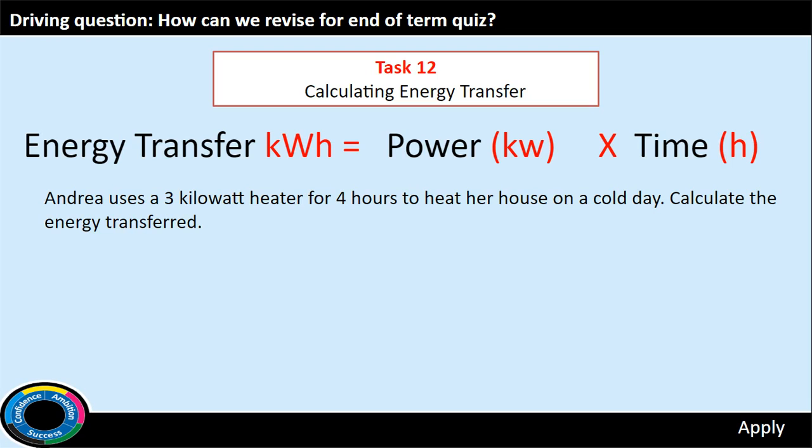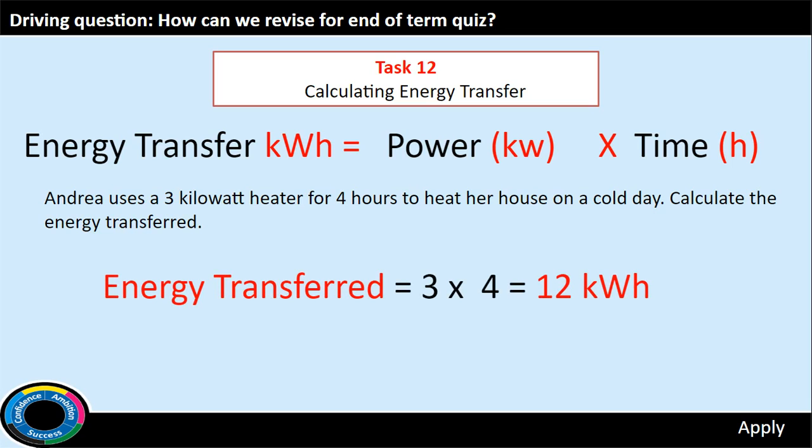Right, welcome back. So the energy transferred will be 3, which is the kilowatts, which is the power, times the time, which is 4 hours. So the energy transfer would be 12 kilowatt hours. As you can see, energy transfer can be in kilowatt hours, or it can also be in joules. So it depends on which equation is given to you.